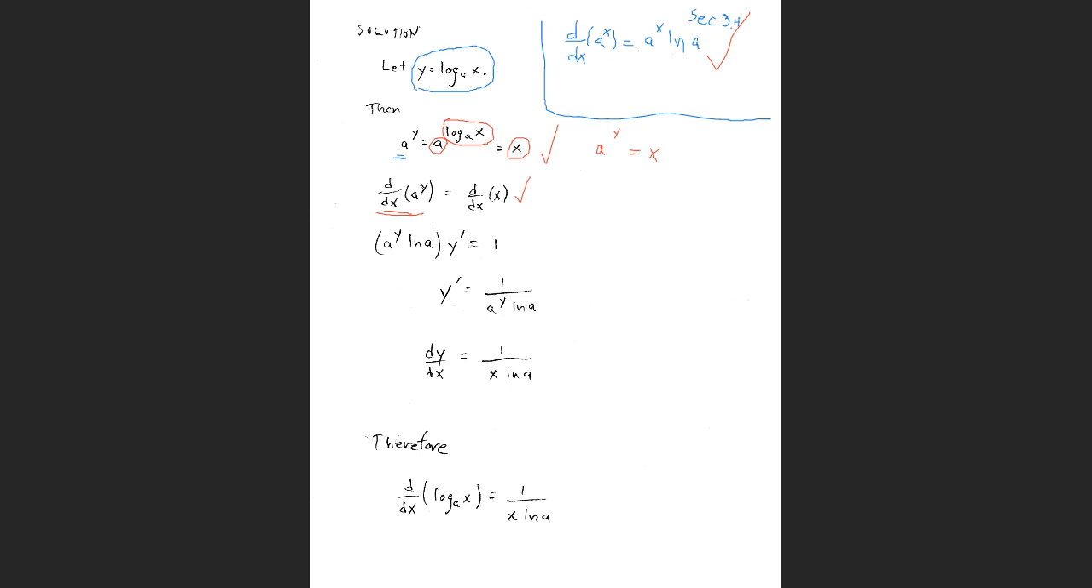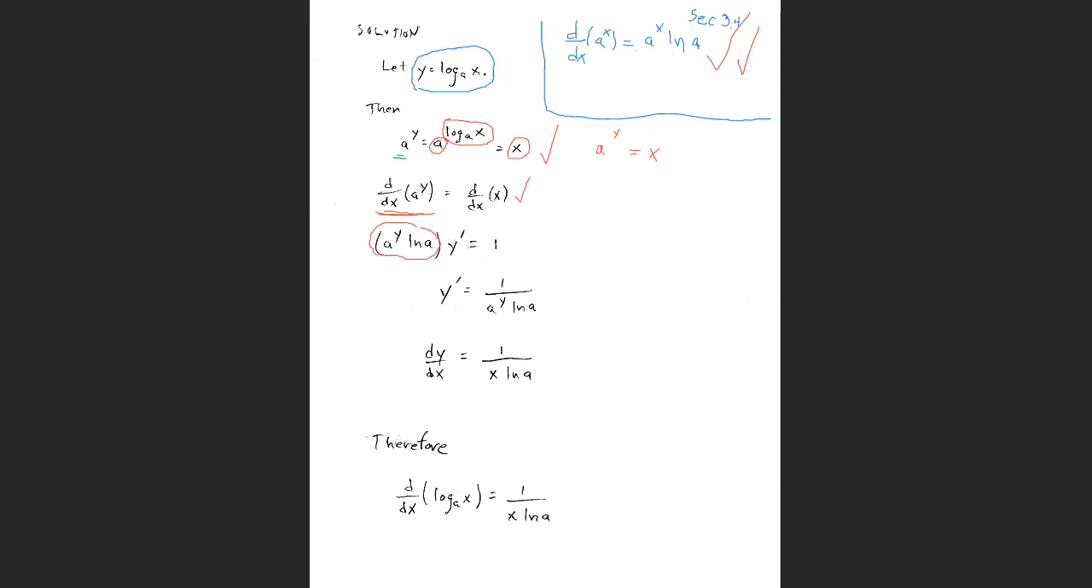Now, how are we going to differentiate a to the yth power with respect to x? What type of differentiation are we going to do? Implicit. That's right. And so on the left, the derivative of a to the yth power would be equal to a to the yth power times the log of a. Now we've used that rule from section 3.4.